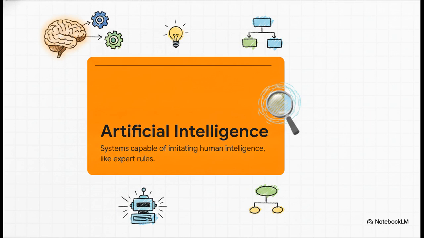But here's the critical takeaway. Not all AI involves learning. For instance, think of a basic rules-based expert system that simply follows hard-coded clinical guidelines to recommend treatments for mild hypertension. That is technically AI, but it is not machine learning. It's just following human-written rules.